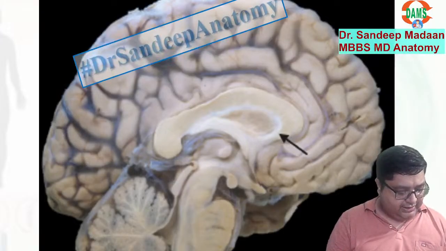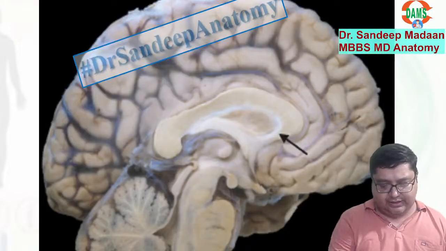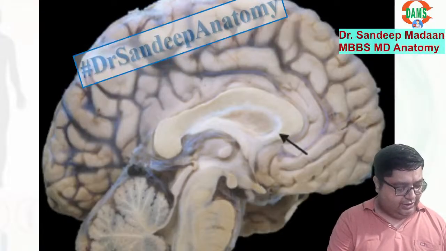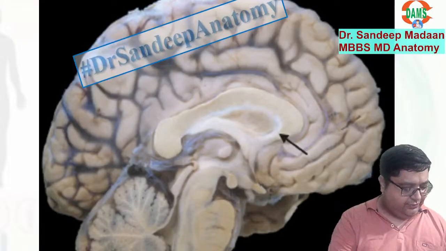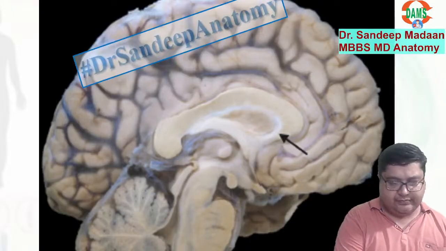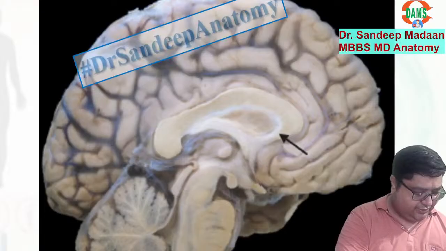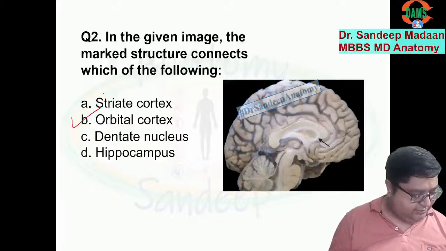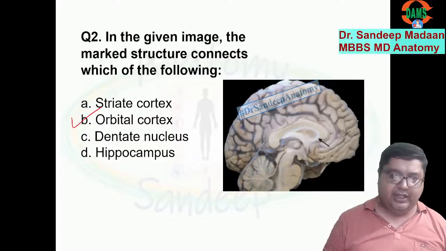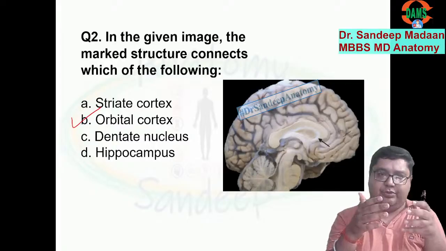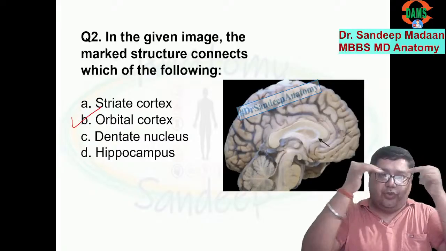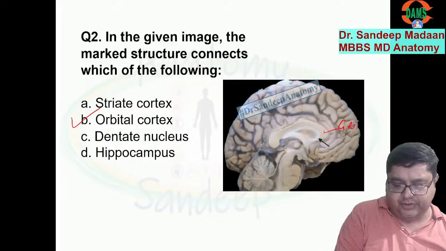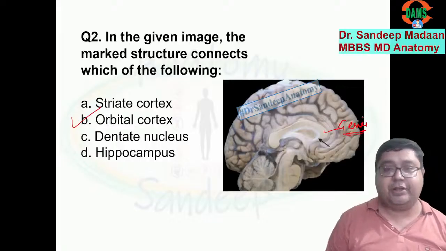This is the rostrum part, which is part of the corpus callosum, and it is going to connect which part of the brain matter, right? So here we can check among these options, the answer will be orbital cortex. How come orbital cortex, beta? Can you make a guess? Let me make it easy for you. The anterior most part is the genu, and the anterior most part is the frontal lobe. So frontal lobes will be connected by the genu. This is the genu, which is going to connect the anterior aspect of the frontal lobe.